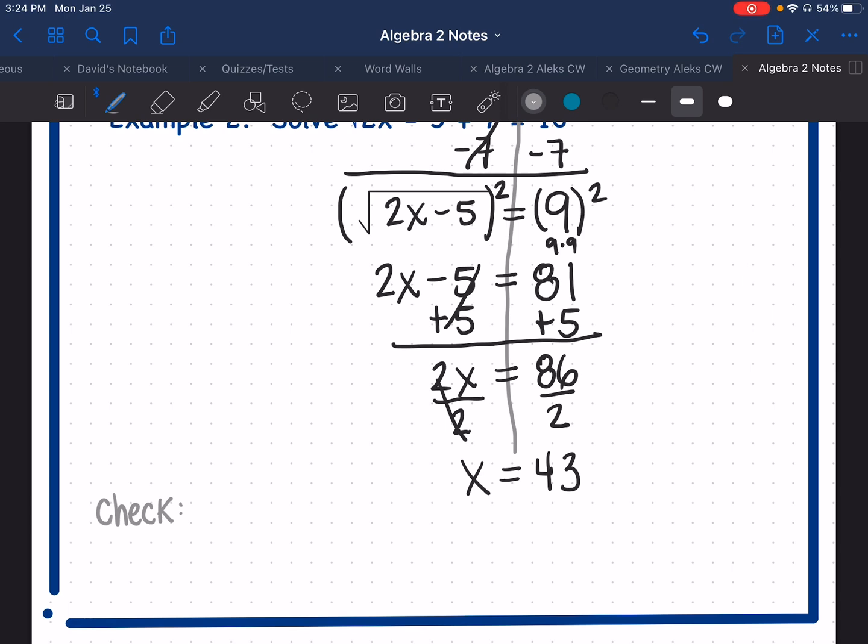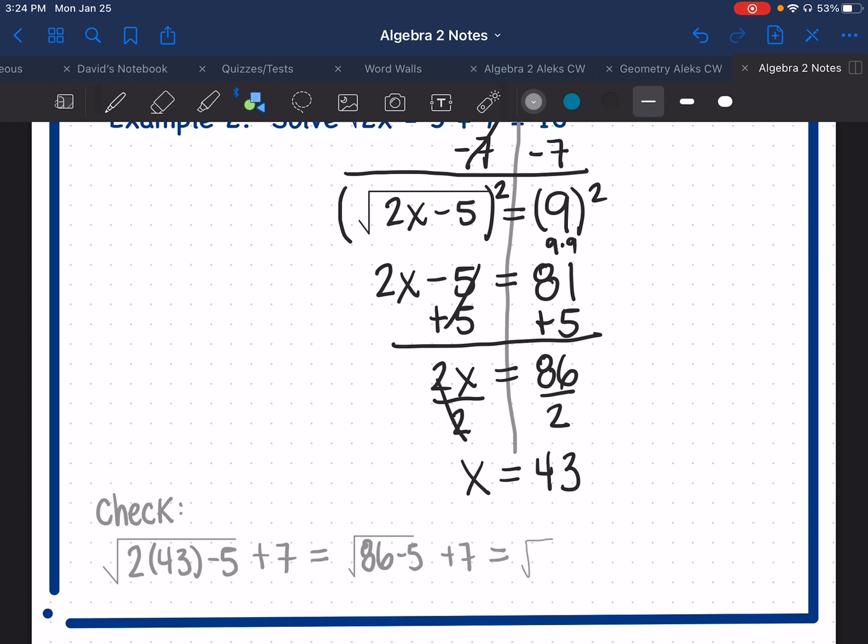Remember how we used to teach you to check it in Algebra 1? There's no reason to get these problems wrong because you can always go back and check them. So basically, you're just going to go back to the beginning and you're going to say 2 times 43 minus 5 under the square root plus 7. What does that equal? Does that give you 16? Now notice I'm not asking myself this time. I'm just going to go through and do the work. All right. So I've got 86. 2 times 43 minus 5 plus 7.